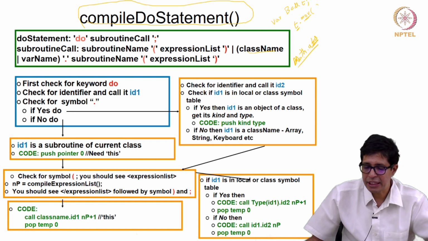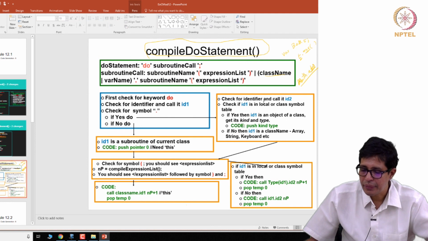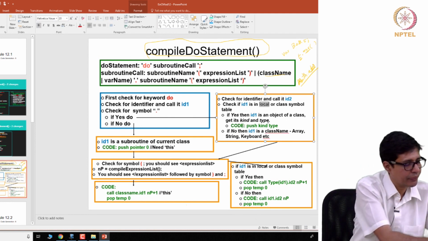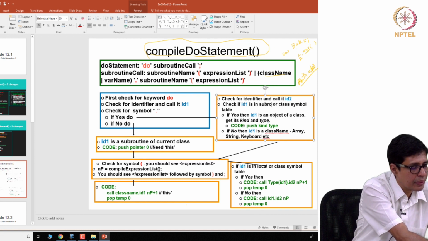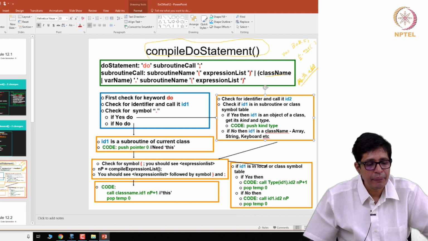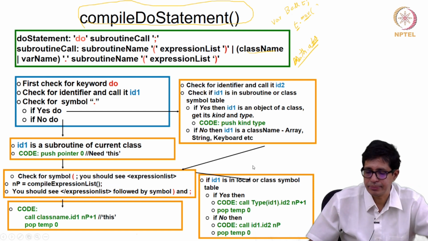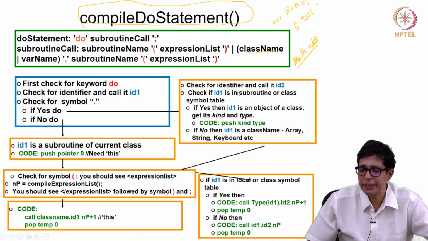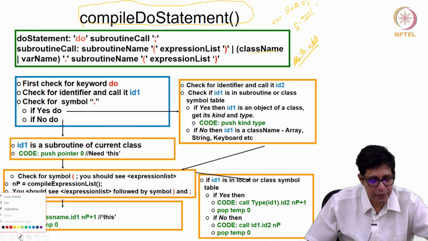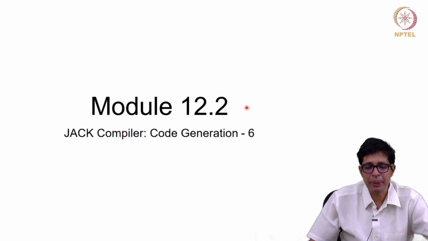A small change again here. This should be reading subroutine or class symbol table. So this is about compile do statement.